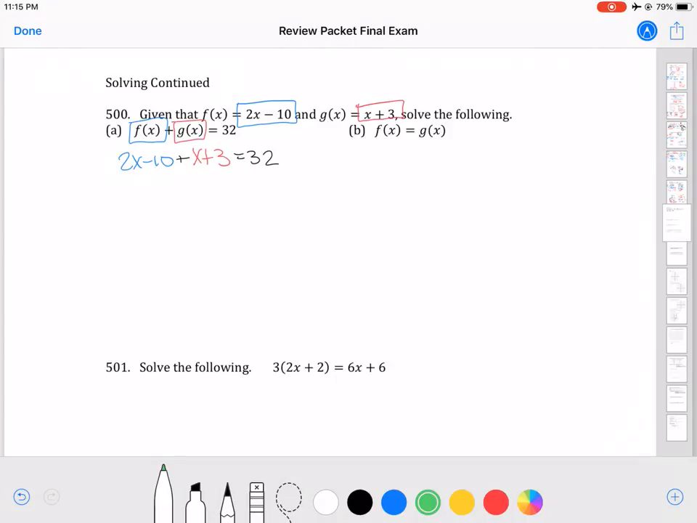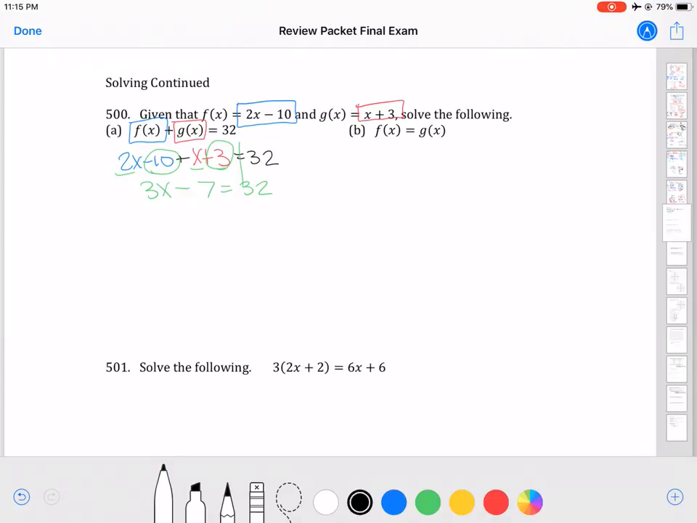So I have two x's. It's a linear function. I just have to get x by itself. And my x's are on the same side of the equal sign. So I'm just going to combine them. No moving it over to the other side because they're on the same side. So 2x plus 1x is 3x. And then I'm going to combine these numbers. A negative 10 plus 3 is a negative 7. And that's equal to 32.